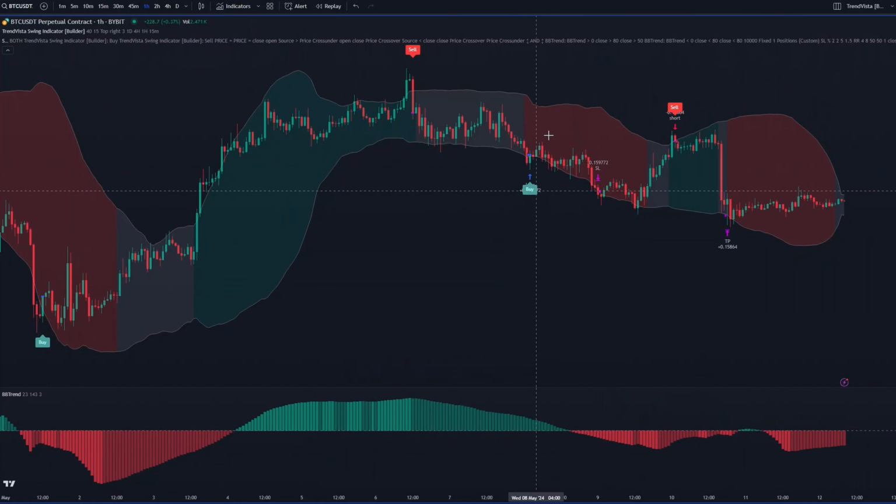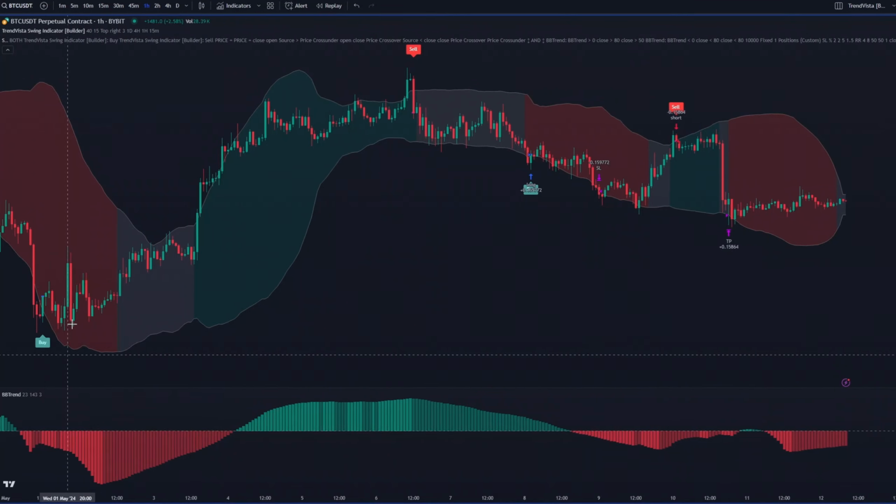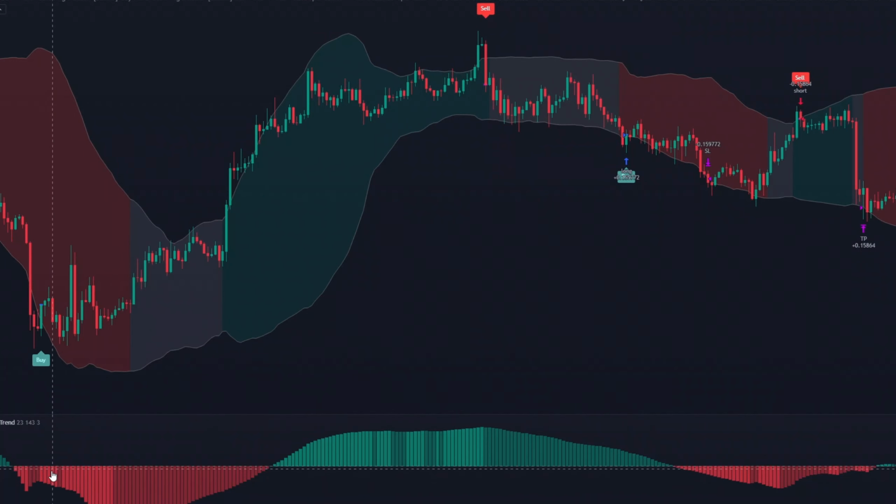As you can see here, we have a valid long entry signal because we have a buy signal from the Trend Vista indicator, then we have a BB trend that is in green area, and we have a green candle. Whereas here we have a valid short entry signal, sell signal from the Trend Vista, BB trend in red area and a red candle. Here we have 2 false signals because the BB trend is in red area and we have a buy signal. And here we have a sell signal, red candle, but the BB trend is in green area.